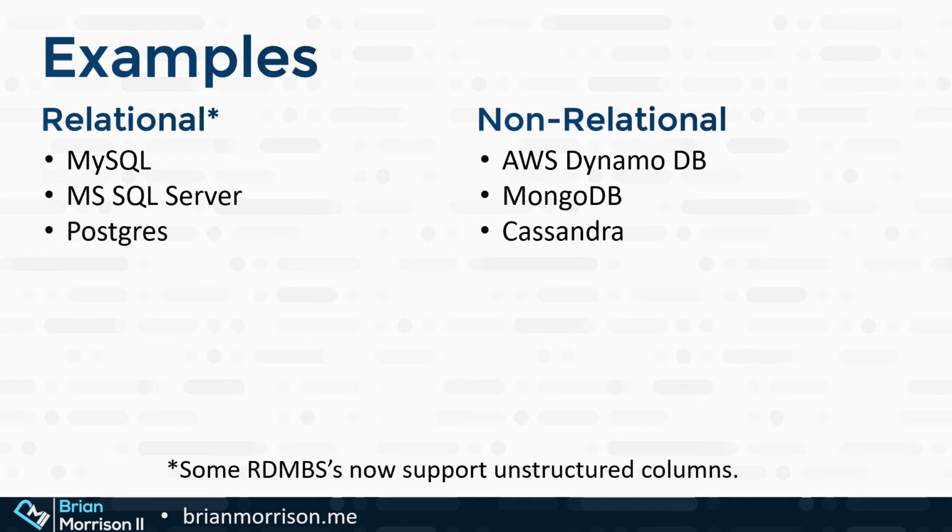It is worth noting that some relational database management systems now also support unstructured columns. For example, you can specify a JSON data type in a Postgres column and store unstructured data as part of that column. It's a way that relational database software is kind of catching up.